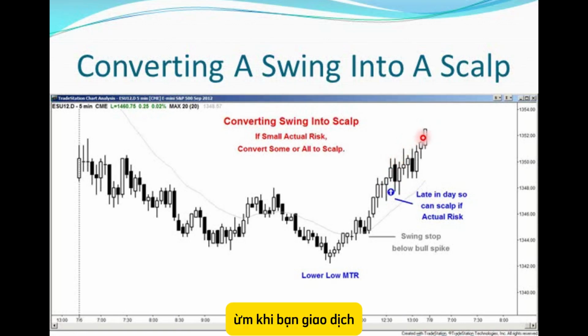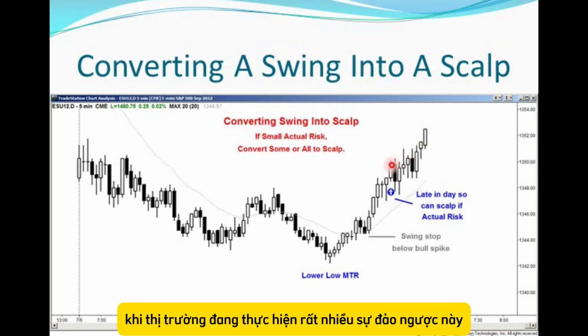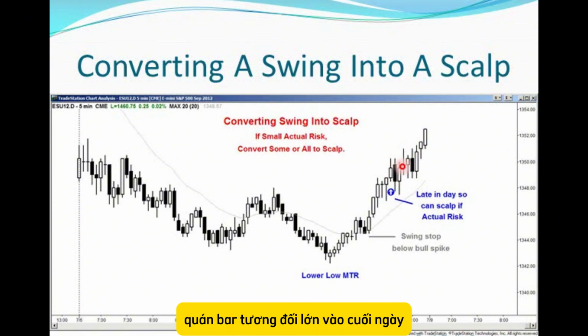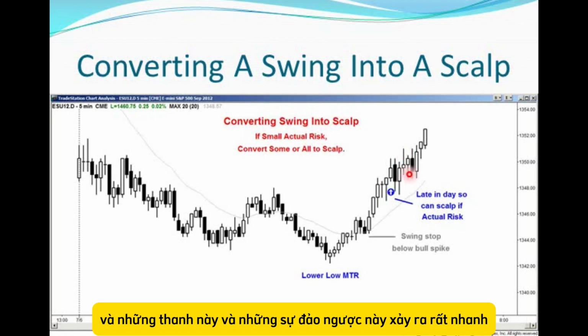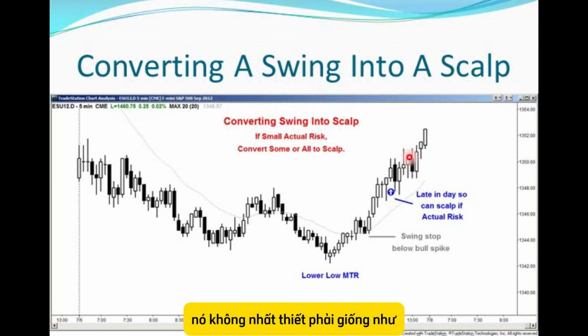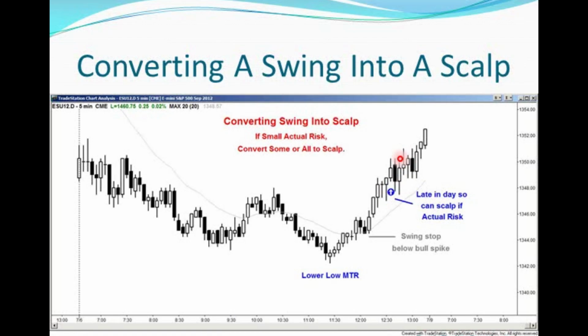When you're doing trades, when the market is doing this, lots of reversals, relatively big bars late in the day, you've got to be very fast. Remember, you're going to be tired after trading all day, and these bars and these reversals happen very quickly. It doesn't necessarily look like they're happening quickly on the 5-minute chart, but many of these bars go up and down repeatedly as the bar is forming. So you have to do a lot of thinking, and I think it's very difficult to do.